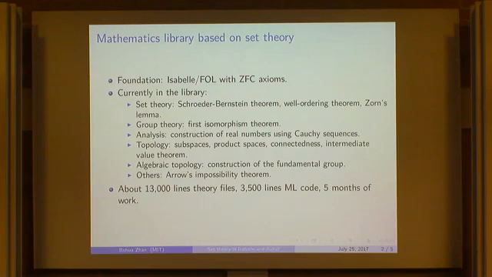So currently we have in the library various topics in set theory, group theory up to the first isomorphism theorem, analysis, construction of real numbers, topology, including connectedness and the intermediate value theorem, algebraic topology going up to the construction of the fundamental group, and others like Arrow's impossibility theorem. There are a total of 13,000 lines and more than 3,000 lines of ML code, and it has taken 5 months of work so far to build up this library.